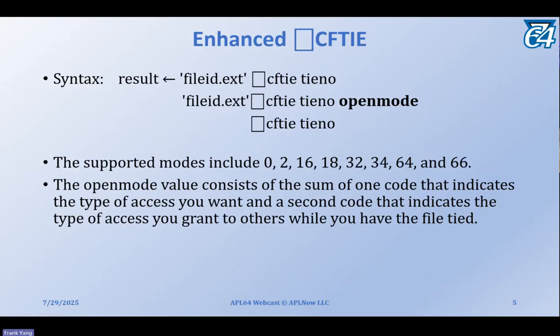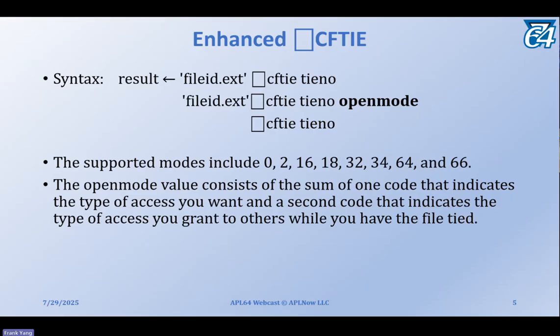The syntax of ⎕CF type is similar to the ⎕AF type. The open mode argument is optional. When open mode is not specified, the behavior of the ⎕CF type is identical to that of APL+Win. The supported open modes include 0, 2, 16, 18, 32, 34, 64, and 66. Unlike ⎕AF type, APL64 doesn't support write-only mode because component file operations generally require reading the file.